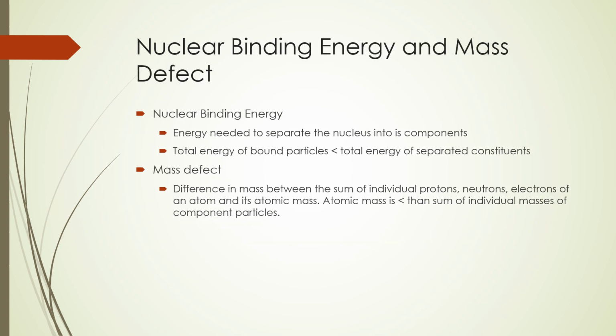The nuclear binding energy is the energy needed to separate the nucleus into its components. Total energy of bound particles is less than the total energy of separated constituents. Because mass is equivalent to energy according to Einstein's equation E equals mc squared, we will also see that atomic mass is less than the sum of the individual masses of component particles. The difference in mass between the sum of individual protons, neutrons, and electrons of an atom and its atomic mass is called a mass defect. This mass defect shows that a large amount of energy can be released when the nucleus is broken into its component parts of electrons, protons, and neutrons.